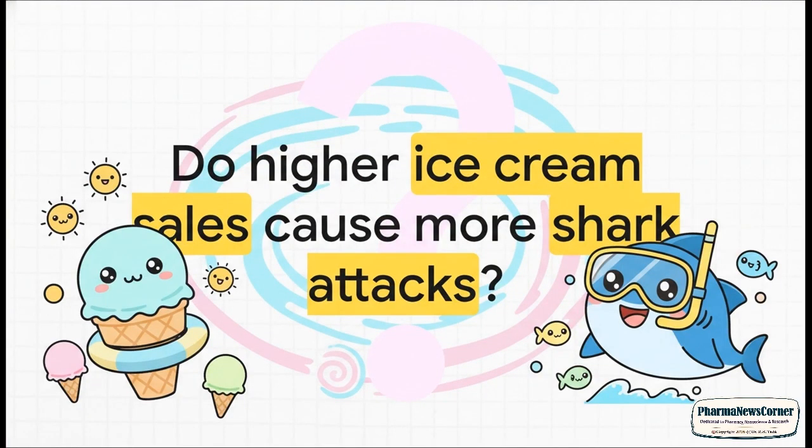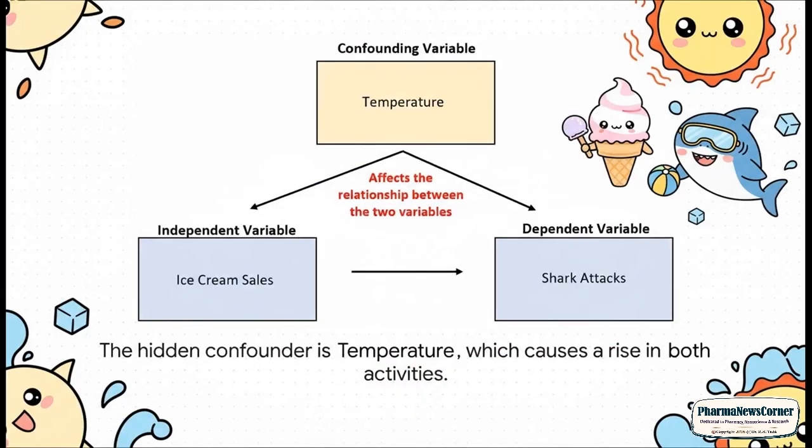Okay, here is a classic and slightly funny example. The data shows very clearly that on days when ice cream sales go up, so do the number of shark attacks. So what does this mean? Does eating a cone of ice cream somehow make you more attractive to sharks? Of course not. The hidden culprit, the confounding variable, is the temperature.